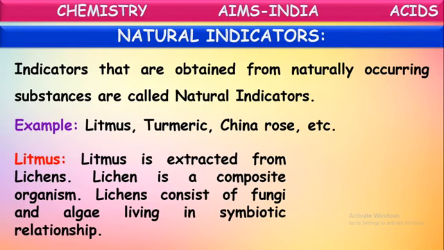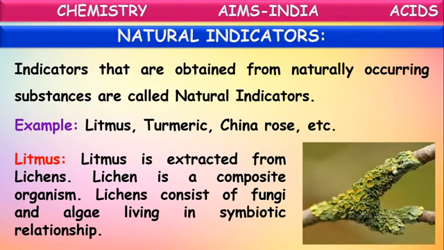Okay, first among them is litmus. Litmus is extracted from lichen. So it is like a fungi. Lichen is a composite organism. It consists of fungi and algae living in a symbiotic relationship. Okay, this contains living organisms like fungi and algae. From these, this litmus is extracted. So as it has its origin from natural substances, it comes under natural indicators. Litmus is a natural indicator.